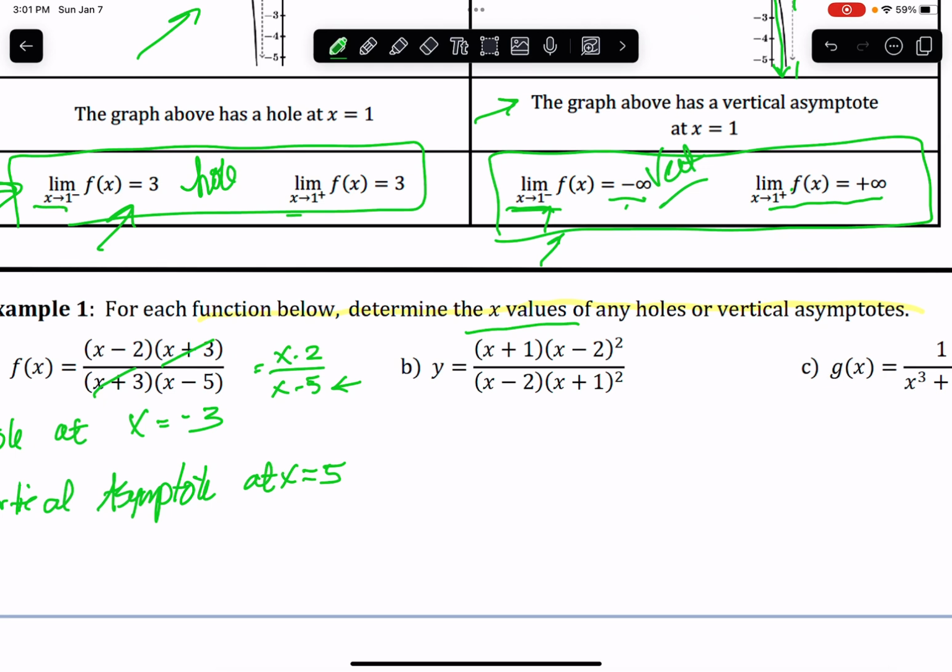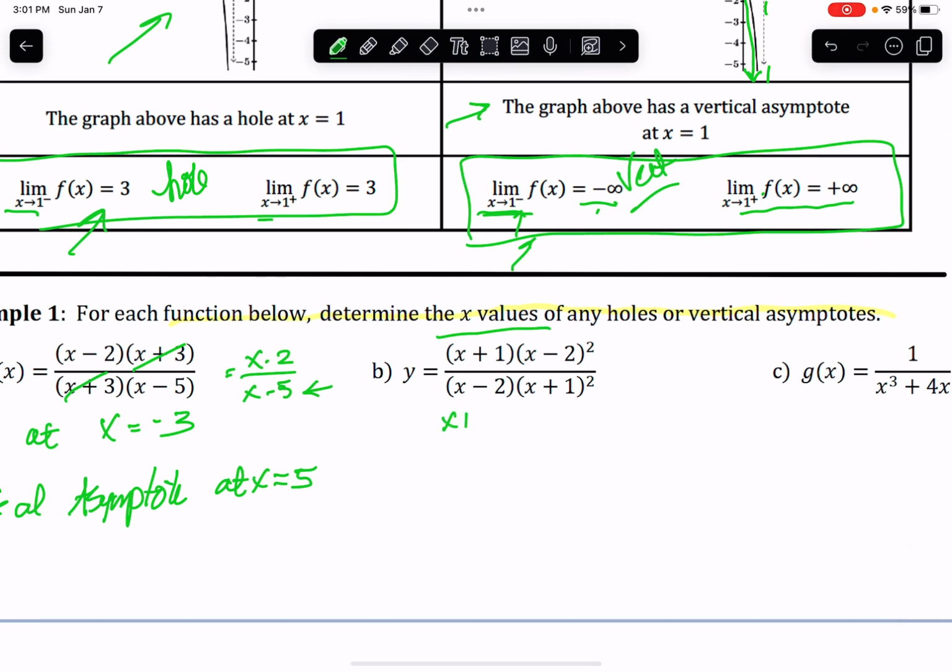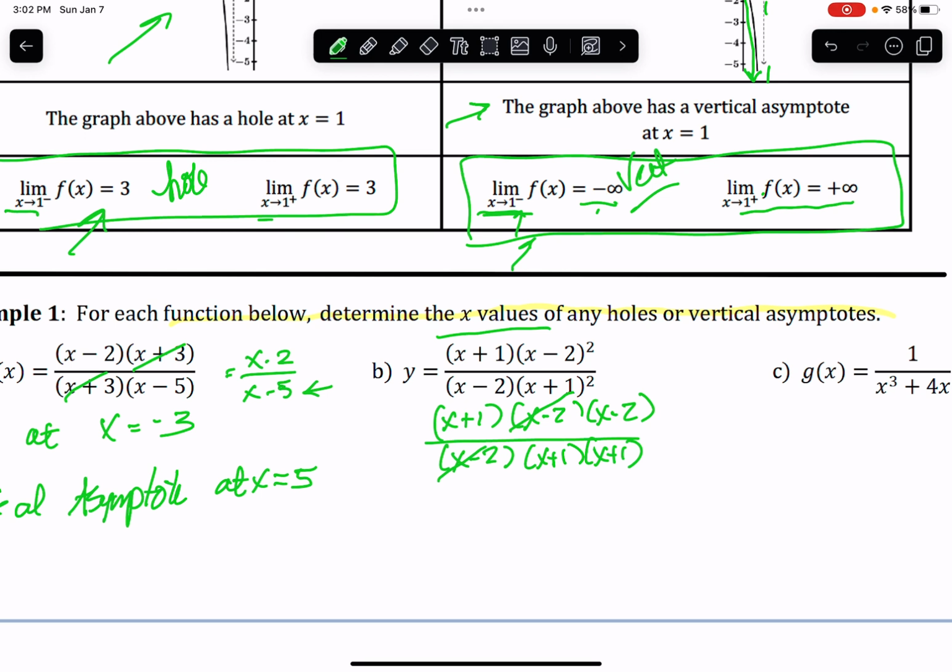Okay, so I'm going to rewrite this as x plus 1 over x minus 2 over x minus 2. And you don't have to write all this out. I just am doing it as I teach you. So x minus 2, there's one of those, and x plus 1 and x plus 1. So we have 2 of those. So I have a hole at x equals 2, because I had the same factor in the numerator and the denominator. And now let's see what's left.